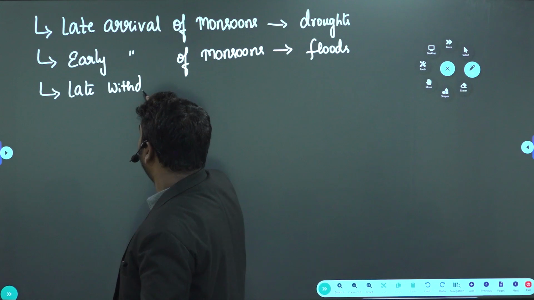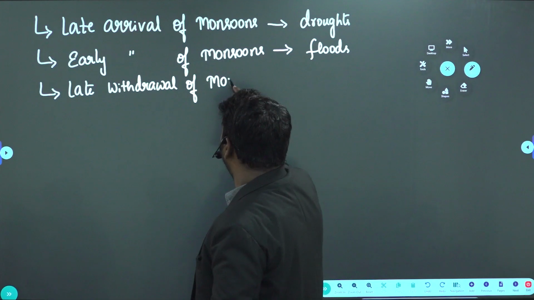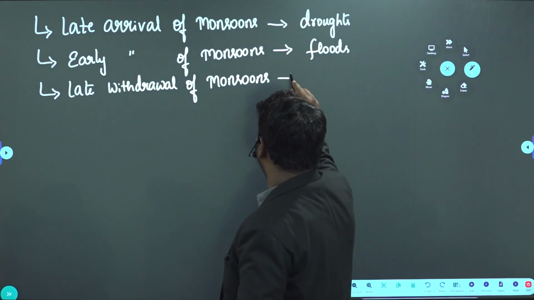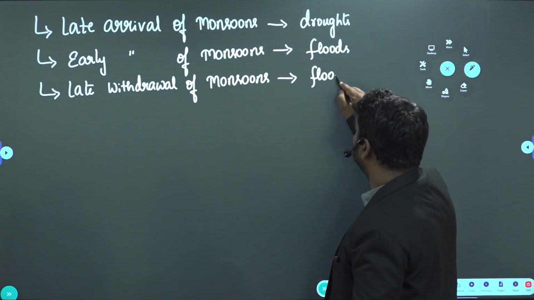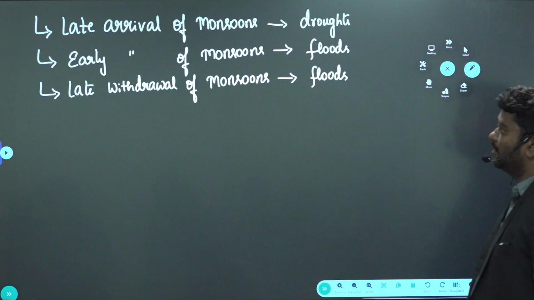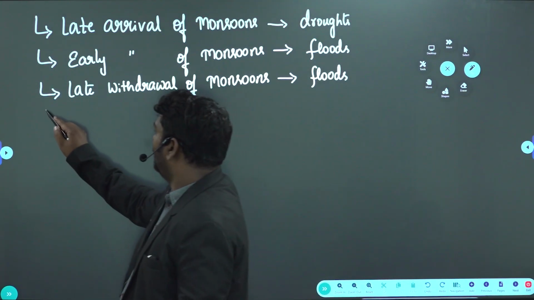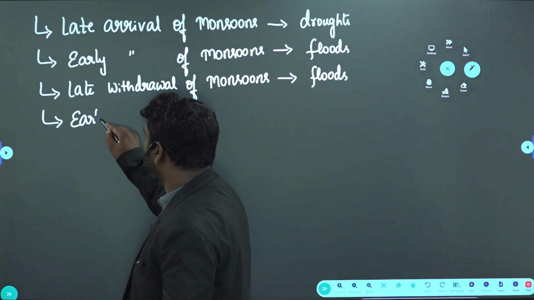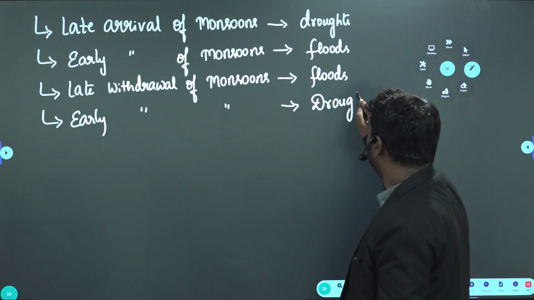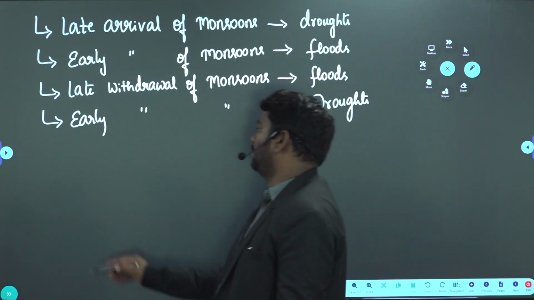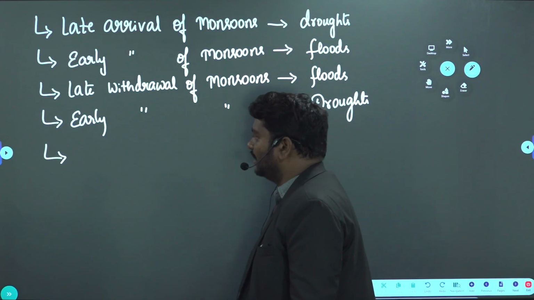Late withdrawal of monsoons, you will have floods. Remember, if monsoons go late, you will get more rainy days. It's all about how many days you are getting rain. Then, early withdrawal leads to droughts.